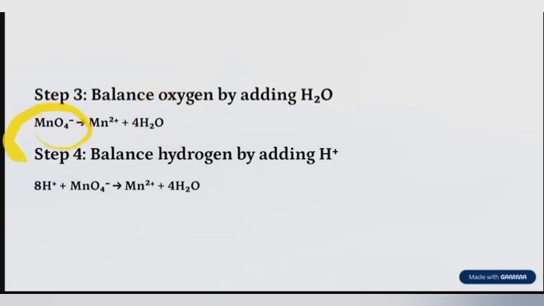So now on this side we have oxygen, but we don't have oxygen on this side. So to add oxygen to this side, we have to add water, because water has oxygen on it. We have H2O, and we balance oxygen on this side. We have 4 oxygen here and 4 oxygen here.